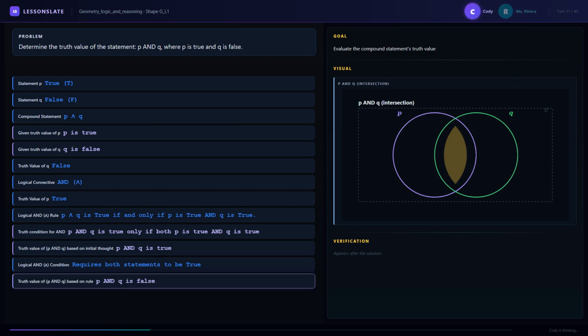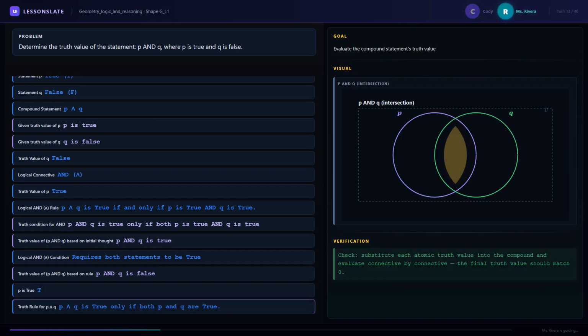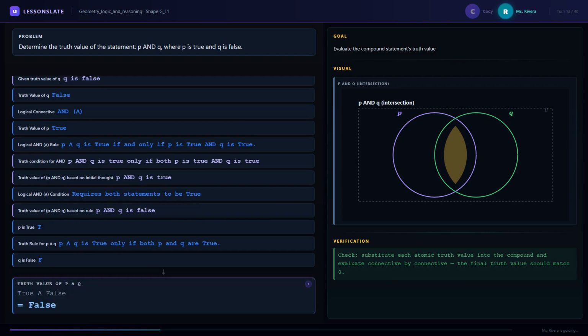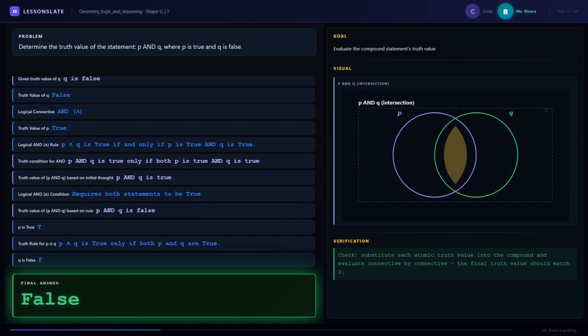Oh, right. So if both P and Q must be true for the whole and statement to be true, and we know Q is false, then P and Q would actually be false. Is that the correct way to think about it? Yes, that's absolutely the correct way to think about it, Cody, because the logical and statement requires both parts to be true for the entire statement to be true, and we know that Q is false. Then the compound statement P and Q must be false. You've reasoned through that perfectly.